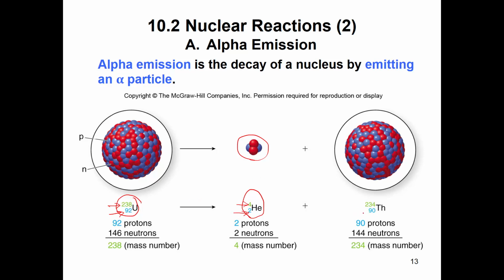When it creates a new atom, what it produces is thorium-234, which has a mass of 234 and an atomic number of 90. Notice over here I have 2 plus 90 equals 92, and 234 plus 4 equals 238, so that equals the 92 and the 238 that was on this side. That's how I make sure that it's balanced.